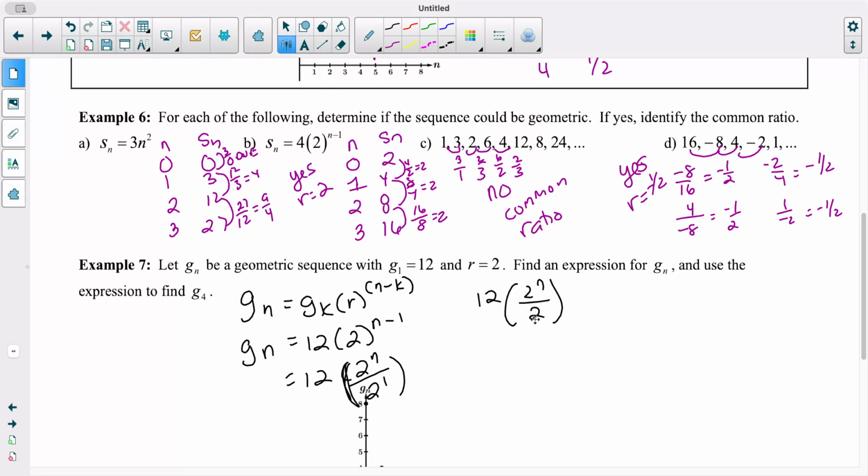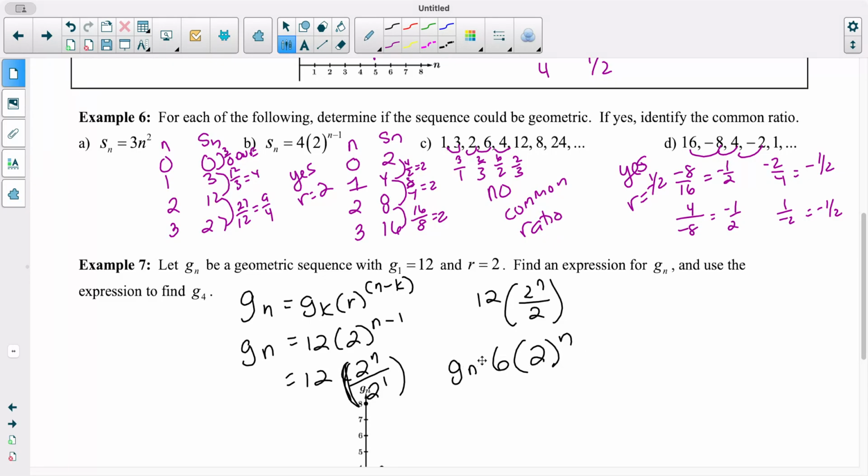Well, can we reduce the 12 and the 2? Yeah, 12 over 2 is 6. So technically, your first term, or your zero term rather, is 6, your common ratio is 2, and it's raised to the n.